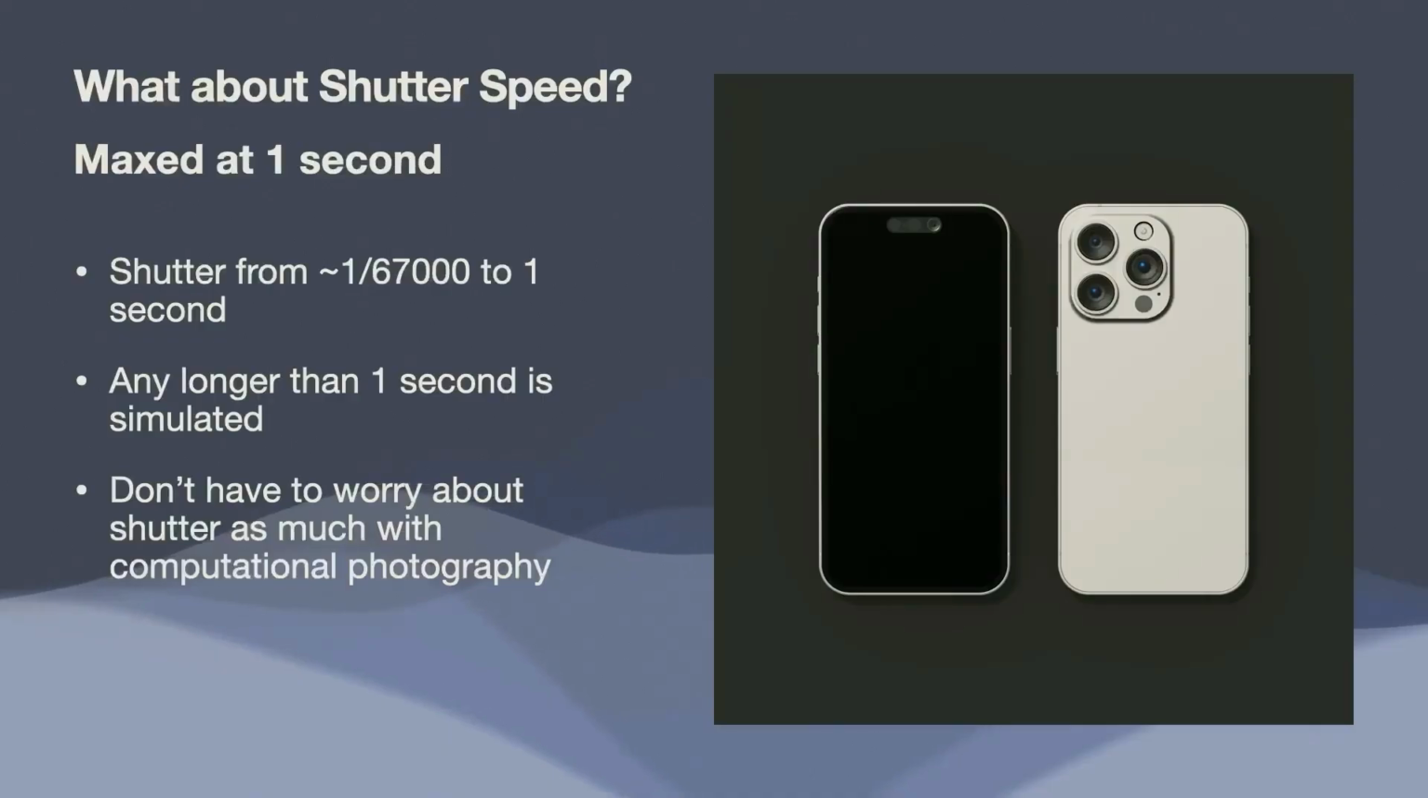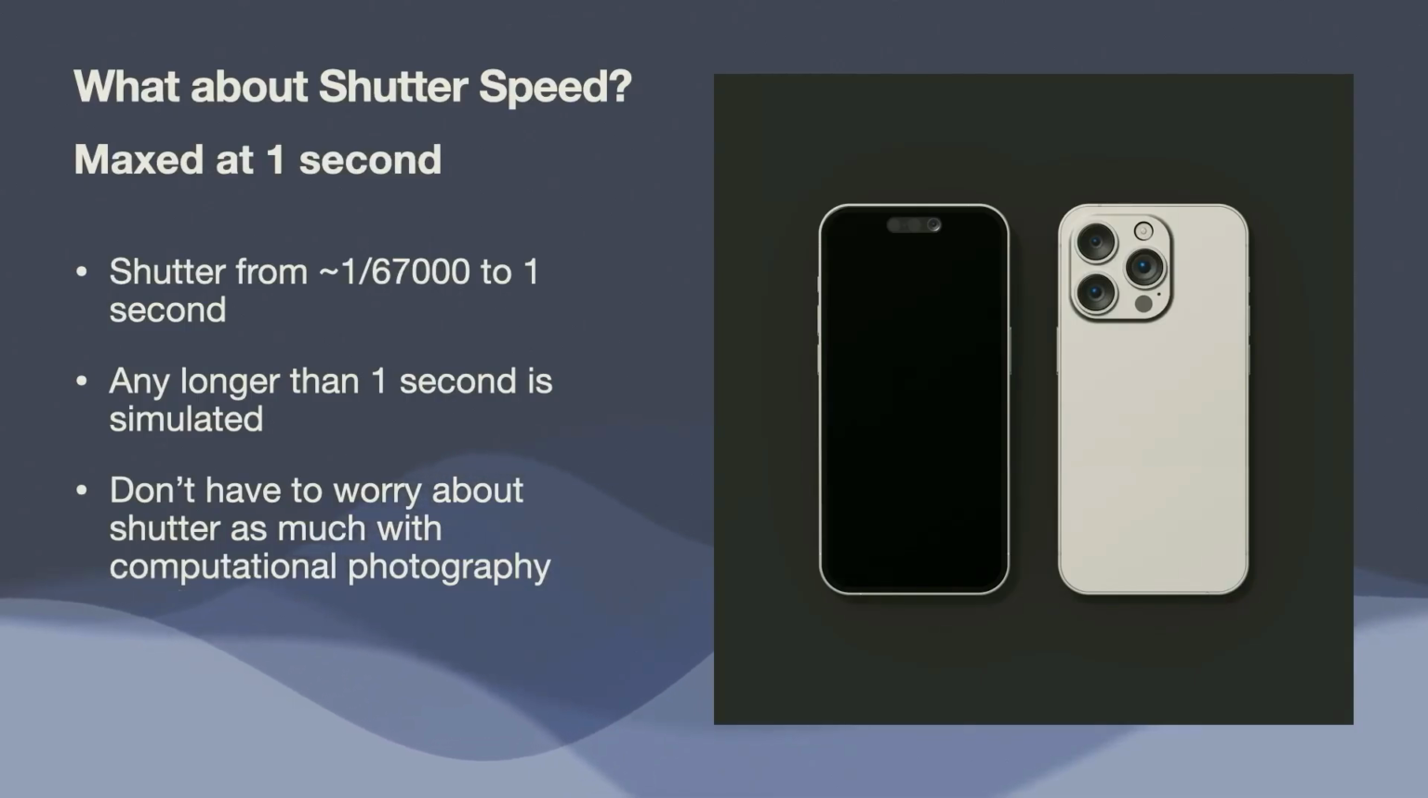So what about shutter speed? This is an interesting one too, because if you come from a DSLR or mirrorless, you're used to having a shutter speed that you can control from 1/8,000th of a second all the way up to 30 seconds or beyond with bulb mode. On an iPhone, we're really maxed at 1 second. We can go from an electronic shutter of about 1/67,000th of a second all the way to 1 second. Anything longer than 1 second is simulated.